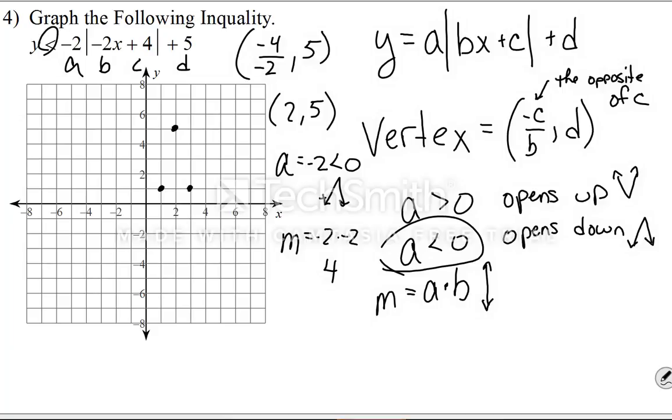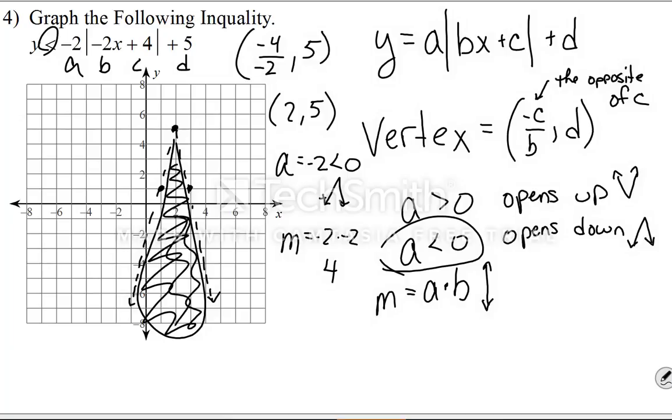Because of the symbol being less than, I'm going to dot my line. If it was less than or equal to, then it would be a solid line. Again, the same way as graphing a linear inequality. Now, because it's a less than, I'm going to shade less than my vertex. Well, where is less than my vertex? That's kind of in this little region here. It's inside that little V there. So I'm going to shade it in. And that is the answer for this particular inequality.